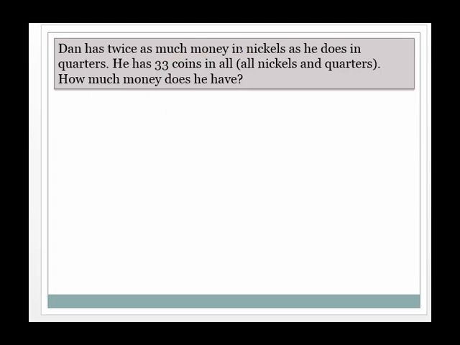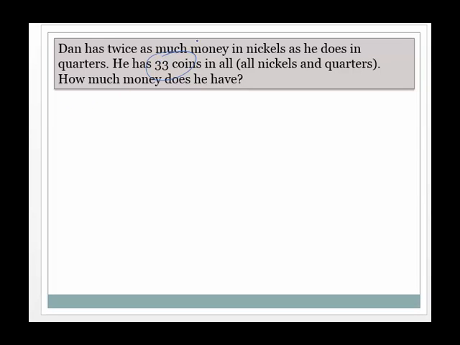Dan has twice as much money in nickels as he does in quarters. He has 33 coins in all. Well, as soon as you see he has 33 coins in all, we know that the amount of nickels and quarters has to add up to 33. So maybe you try 10 and 23 or 16 and 17 or things that add up to 33.